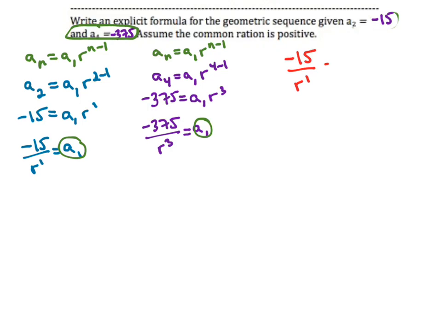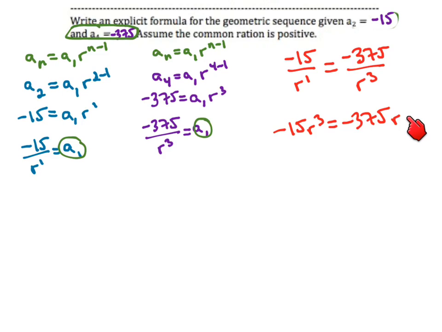We can substitute this in for that, or this in for that, or just set them equal. So we have negative 15 over r to the 1 equals negative 375 over r cubed. All right, let's multiply both sides times r to the power of 1. Multiply both sides at the same time times r cubed. We'll have negative 15 r cubed equals negative 375 r to the power of 1. Okay, hey, what can we do? Well, we can divide both sides by, let's get rid of that exponent. There we go, because r to the power of 1 is just r, right? We can divide both sides by r.